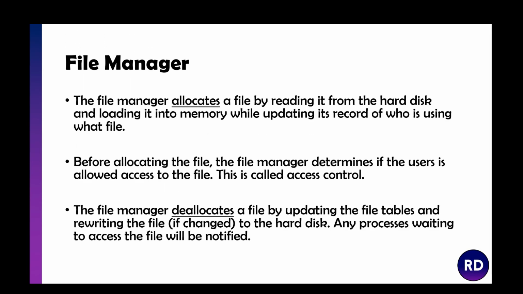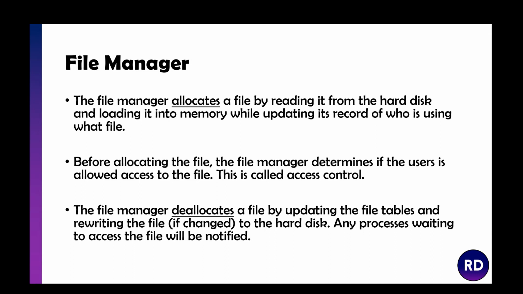So the file manager allocates a file by reading it from the hard disk, so that's your secondary storage, and then loads it into memory whilst updating a little record of who's actually using it at that point. That's why sometimes if you're on a network and you both open up a file, you and your friends there, and you might say that you need to open it read-only, the file manager's essentially making sure that you're not both editing the same thing at the same time.